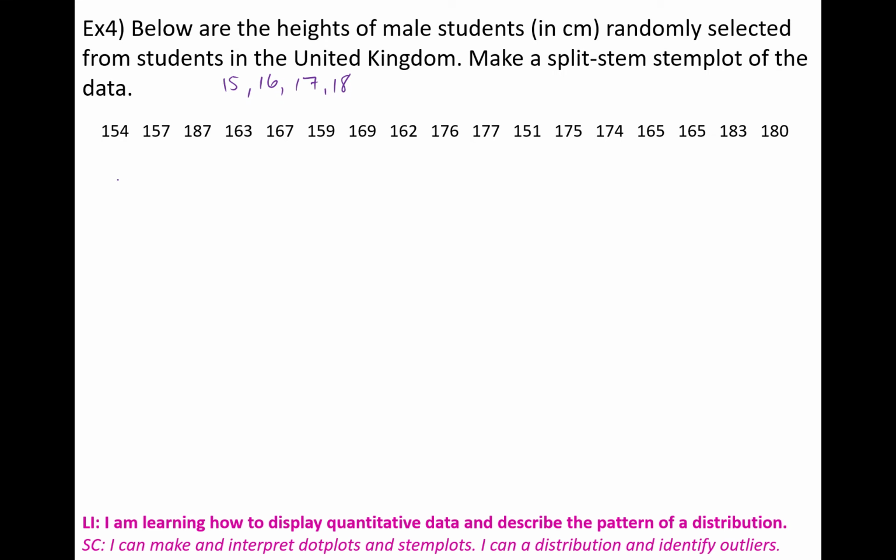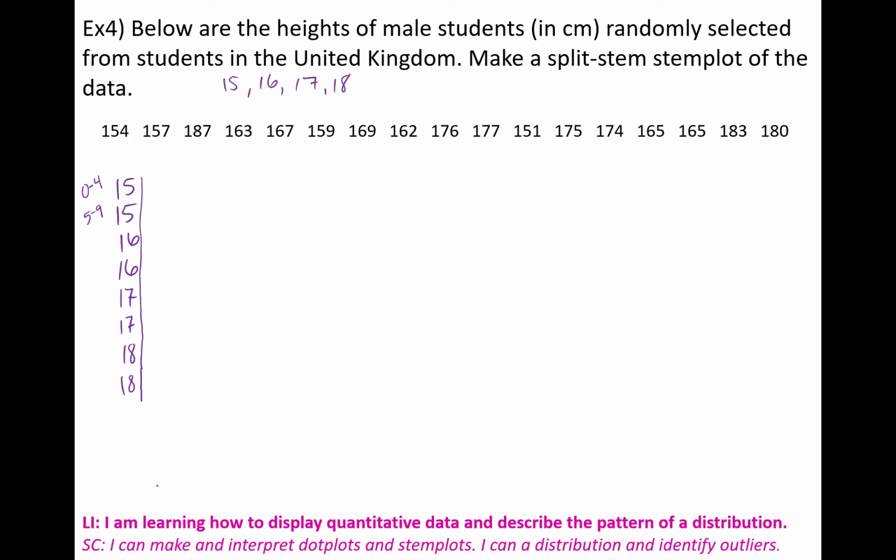So here's what I'm going to do. I'm going to do 15. I'll build my stem and leaf plot: 15, 15, 16, 16, 17, 17, 18, and 18. All right, so on any given stem, like the 15, in the first set my leaves are going to go 0 to 4, and in the second set my leaves are going to go 5 to 9.